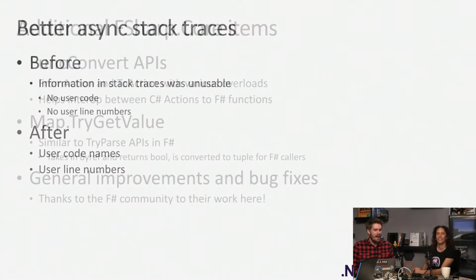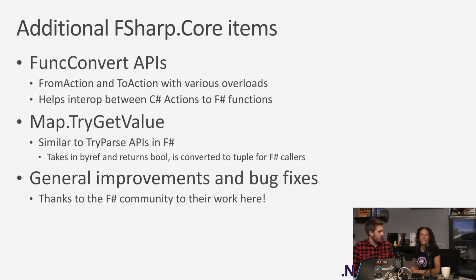Okay. So then there's some additional FSharp.Core things, just a nice little goodie bag. We got these FuncConvert APIs. So this is for C# interop. If you want to interoperate between C# Action types and F# function types, you can do this FuncConvert.FromAction and FuncConvert.ToAction. And we have various overloads for them that match the overloads of C# actions. And so with previous F# 4.1, you didn't have this, and so you had to kind of create this little contraption to interoperate between the two. And so now you can just interoperate directly.